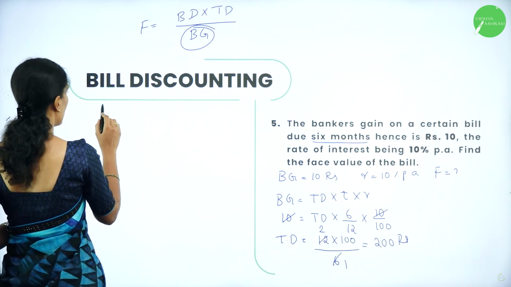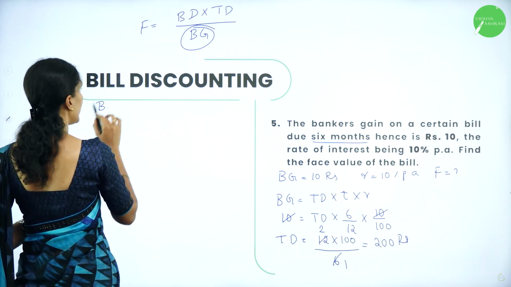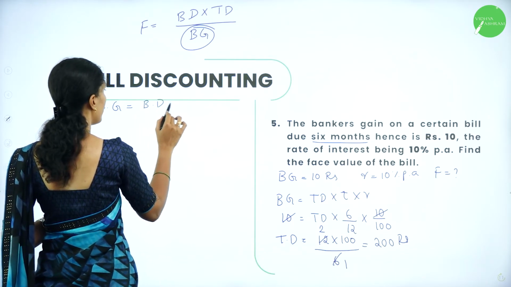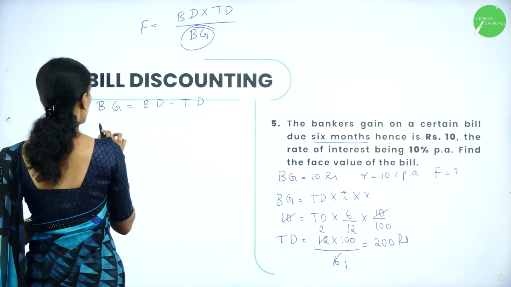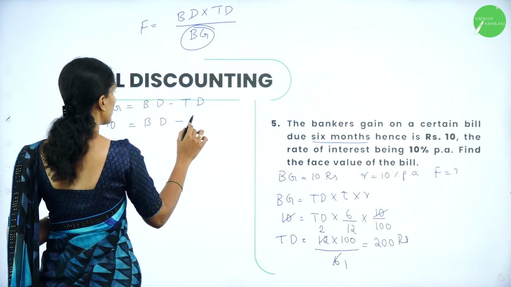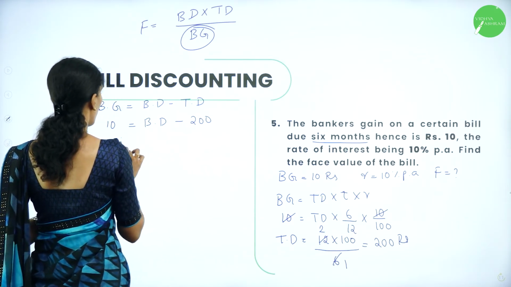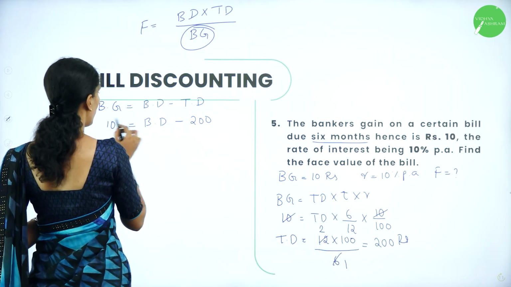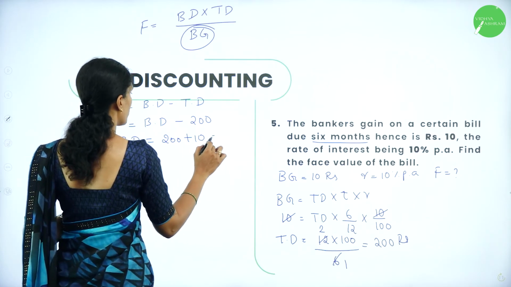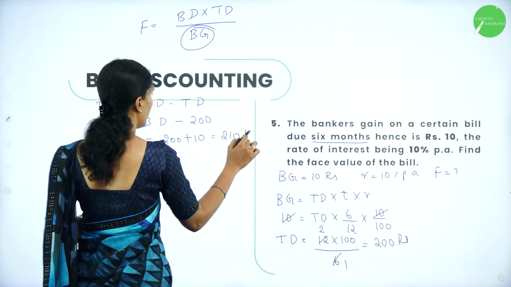Next, I have to calculate BD. For that also I have BG is equal to BD minus TD. So this is 10, so BD minus 200. If you want BD, shift 200. So it is 200 plus 10, which is equal to 210 rupees.